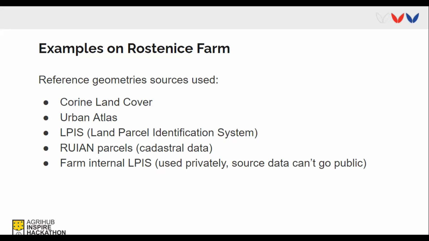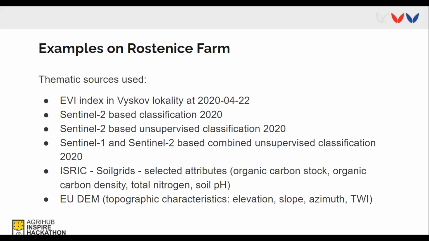And internally, because we have closer collaboration with this farm, we are using their internal LPIS that is more detailed than the state LPIS, but the vector data can't go out, so it's used mostly privately for certain tasks. And for thematic data sources, we use various vegetation indexes, for example the EVI index, then different classifications from Sentinel imagery. This is useful internally for them.